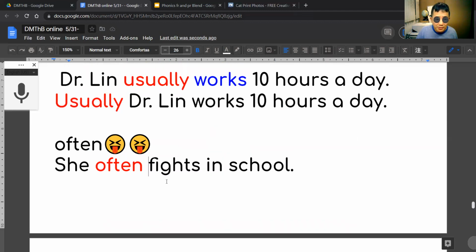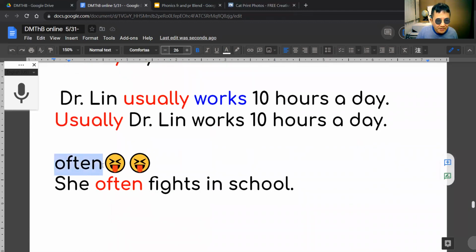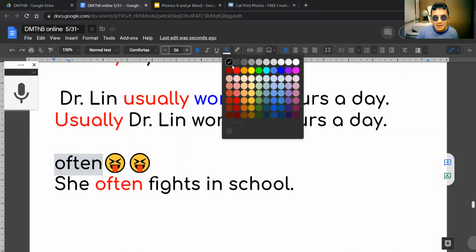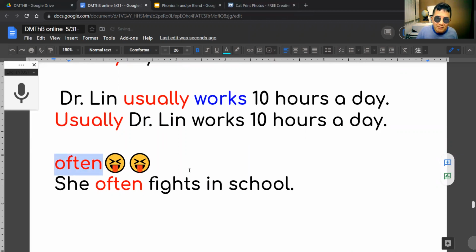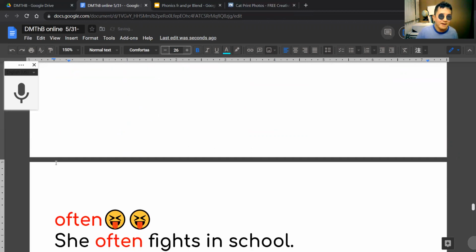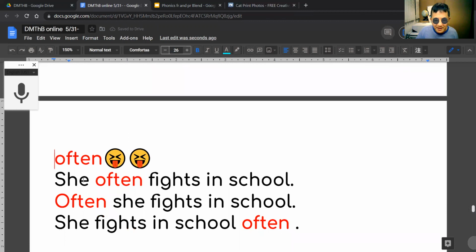Now let's look at these other words. Here's the word often. Now often is even a naughtier word than usually. Okay, so it's got 2 naughty faces right next to it because it's a naughtier word. Okay, what do I mean? Well, let's see. She often fights in school. We talked about that. She often fights. And here's often being a nice word, staying right before the common verb. Okay, she often fights in school.